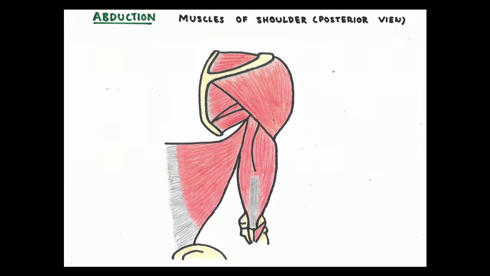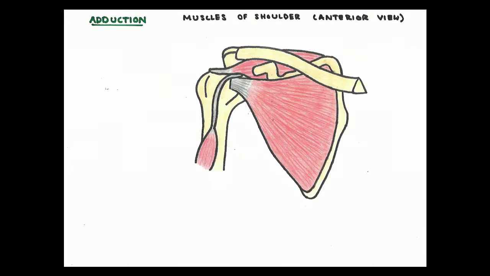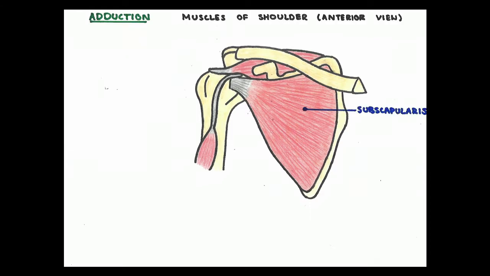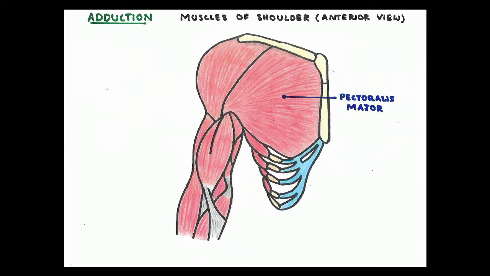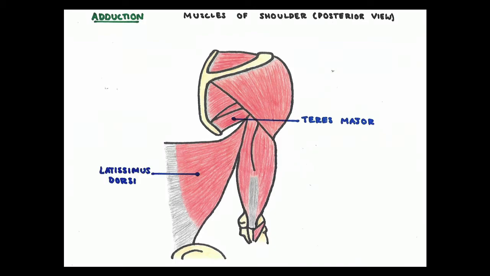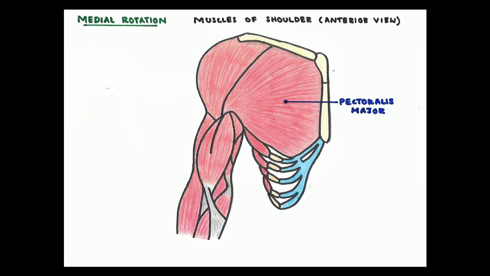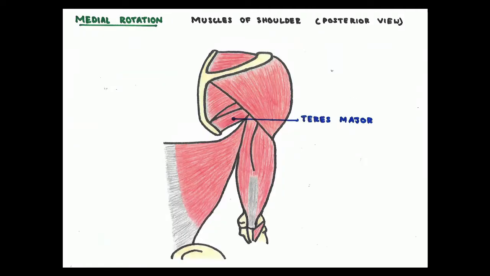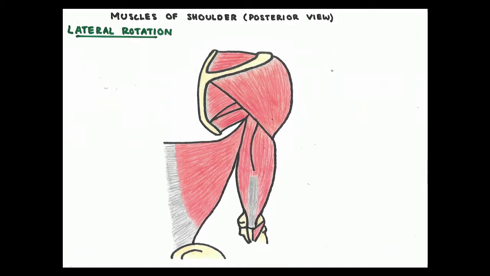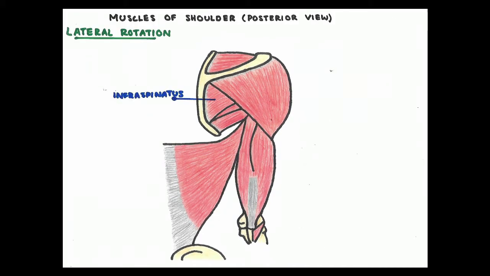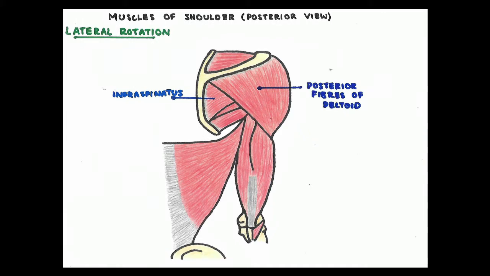Abduction is carried out by muscles that cross the lateral aspect of the glenohumeral joint, that is, supraspinatus and deltoid. Adduction is carried out by muscles that cross the medial aspect of the glenohumeral joint, that is, subscapularis and pectoralis major on the anterior side, and teres major and latissimus dorsi on the posterior side. Medial rotation is carried out by subscapularis, pectoralis major, the anterior fibers of the deltoid, teres major and latissimus dorsi. Lateral rotation is carried out by infraspinatus, the posterior fibers of the deltoid, and teres minor.